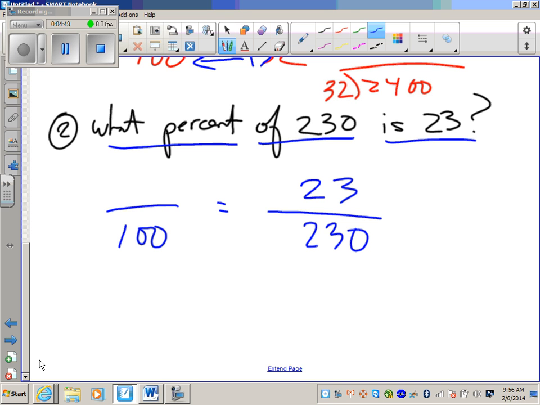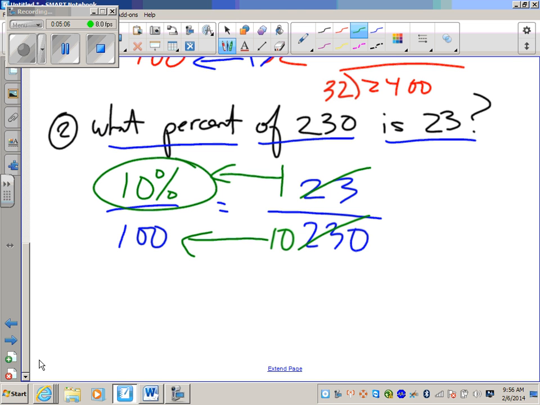Okay. Now, can we simplify anything? 23 and 230? 1 over 10. Now going this way, 10 times 10 is 100. 1 times 10 is 10. Take the long way? Longer way? You just left it? I mean, any way will work if you do it the right way. I like these. I think these are good options.